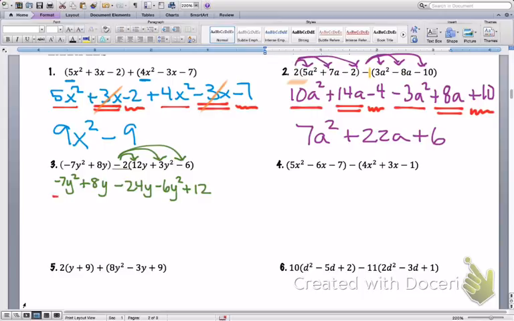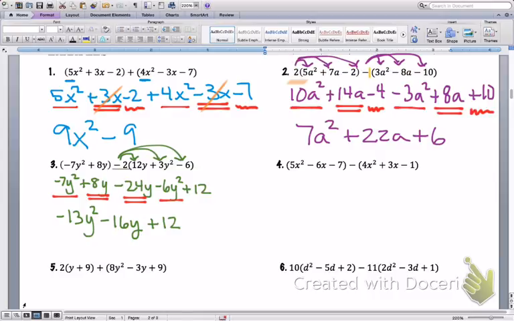Now I'm going to combine like terms. The y squared combines with the other y squared. They're like terms. Negative 7 and negative 6 gives me negative 13y squared. I'm going to combine the 8y with the 24y. That's negative, so we're going to subtract these and we're going to get negative 16y. And the 12 just doesn't combine with anything. There's no single term anywhere else, so I just drop the 12 at the very end. It stays positive. Doesn't change term or value. All right, let's go on to the next one.